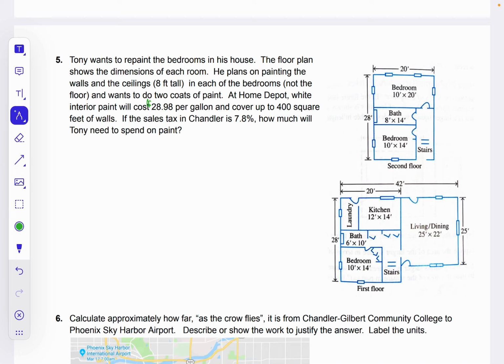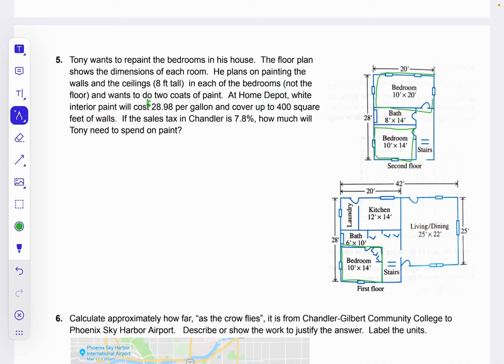All right, well, let's start with just where are the bedrooms. So we have 3 of them in this diagram. Notice there's one downstairs, right here on the first floor. And then there's a same size bedroom up here, and then a bedroom up here.